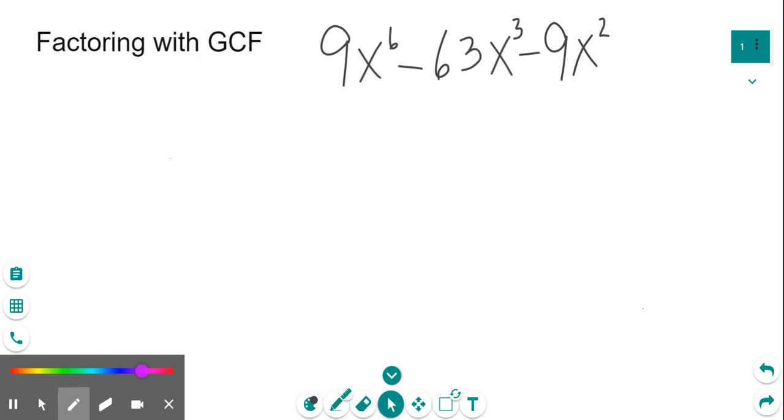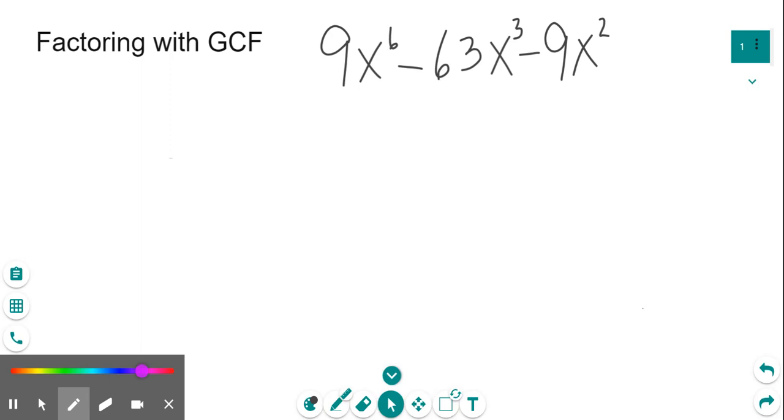All right, here we have another GCF question. Notice that this time we have a trinomial, not a binomial, so it's a little bit more difficult only because we have three terms instead of two this time. So we're going to take a look at every single term separately. So first we're going to take a look at the numbers.